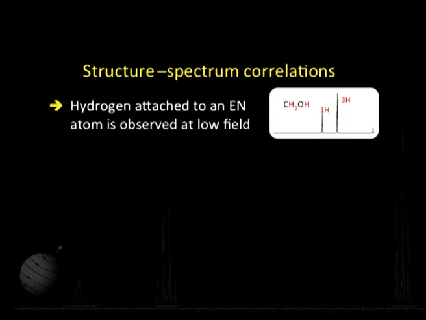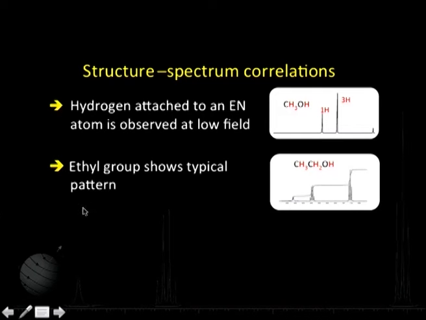previous session. You will recall that any hydrogen atom attached to an electronegative atom is observed at low field. We showed with the help of a spectrum of methanol molecule that this proton here is coming at low field because of its linkage to the oxygen atom. Thereafter, we saw that the ethyl group gives a typical pattern of a triplet for 3 protons and a quartet for 2 protons.